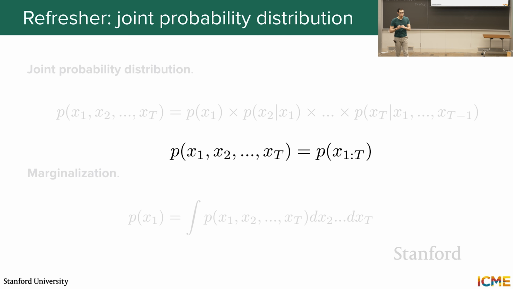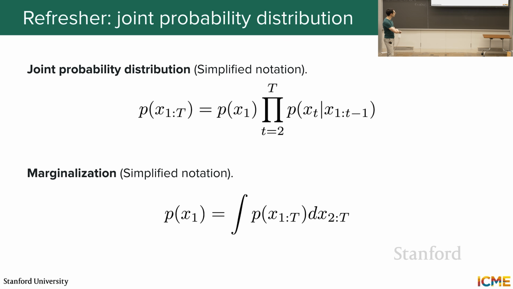And one notation that you will see very often in papers is this one. So the joint probability distribution of t variables is usually noted P of x1 to t, just to save space. And the reason why I'm presenting these slides is just to tell you that this is the main notation that people use, and this is what it means.